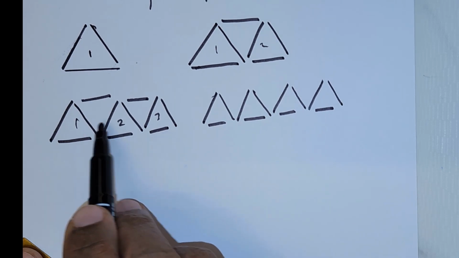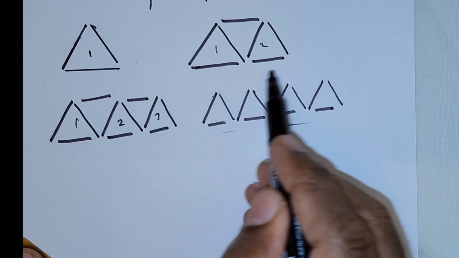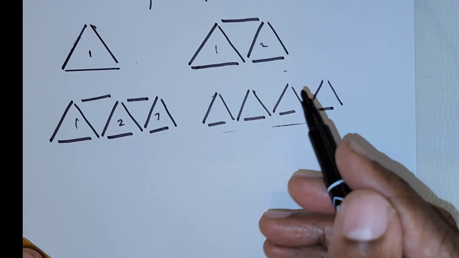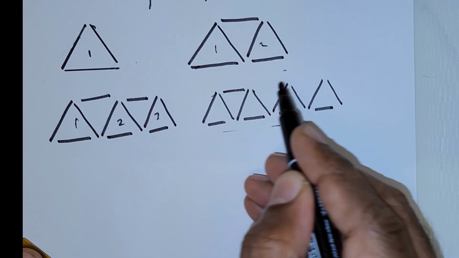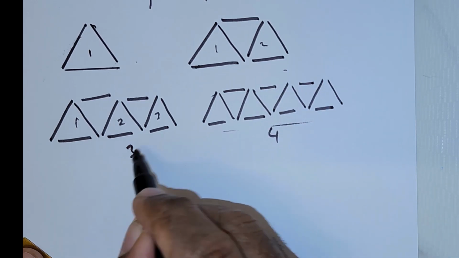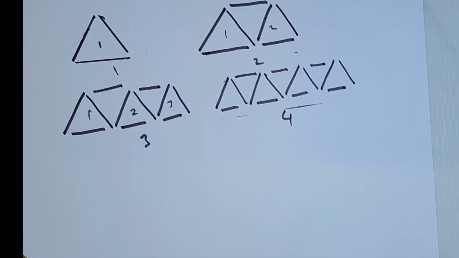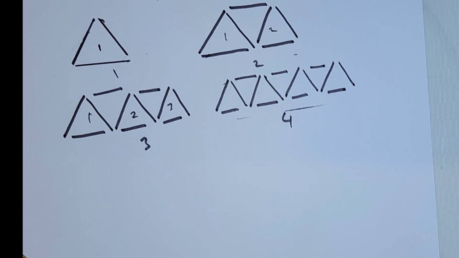Now in 3 triangles you have 2 in between. Now in 4 triangles you have 3 in between. In 2 triangles you have 1 in between. So obviously my pattern is correct. Right, so this is the figure 4. This is 3, this is 2, this is 1. Okay. Now that would fetch you 2 marks.